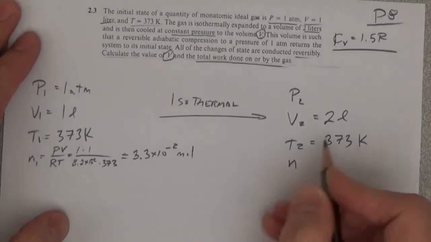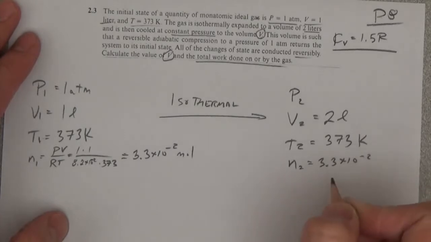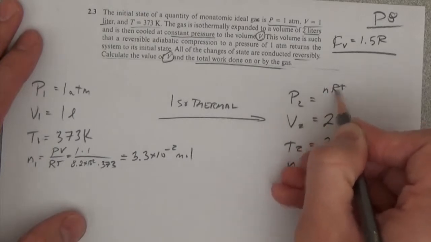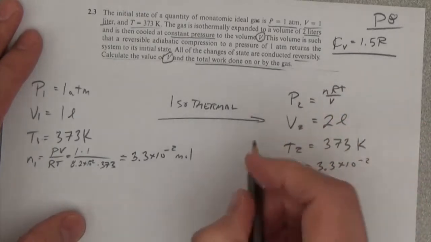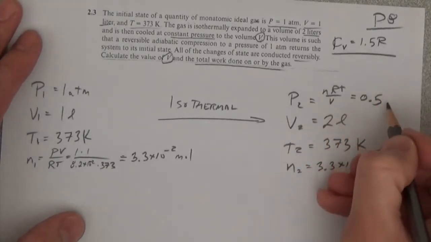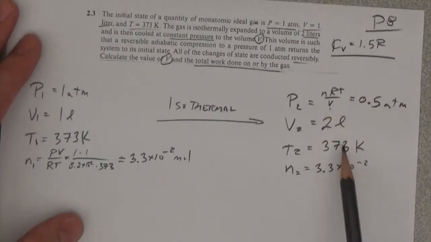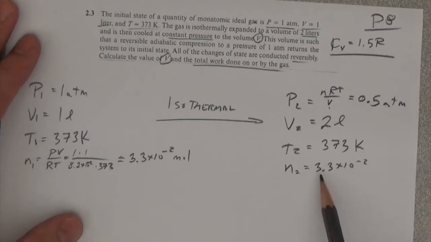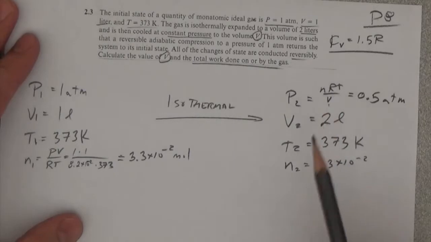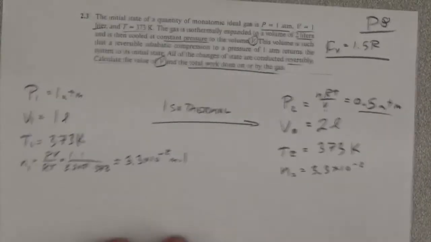And N is still fixed at 3.3 times 10 to the minus 2, which means that our pressure can now be written nRT over V is equal to 0.5 ATM, substituting in 2 liters, 373, 3.3 times 10 to the minus 2 for N, and for R, it's 8.2 times 10 to the minus 2. Okay, so we got that.